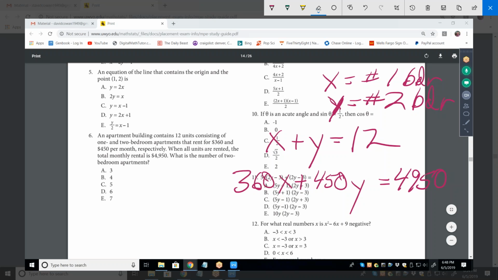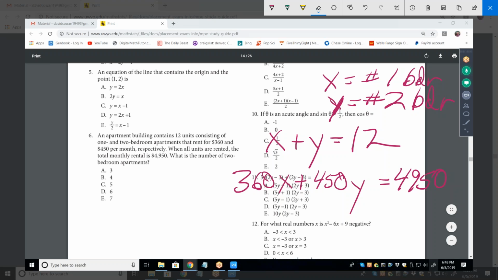Okay, when your equations are in standard format, and they are. Standard format is where your x and your y are on the left and your numbers on the right. Both of these are in standard format, so that's the perfect case for elimination.